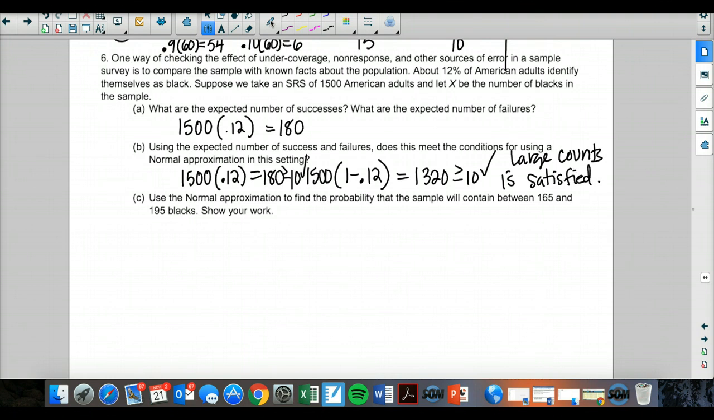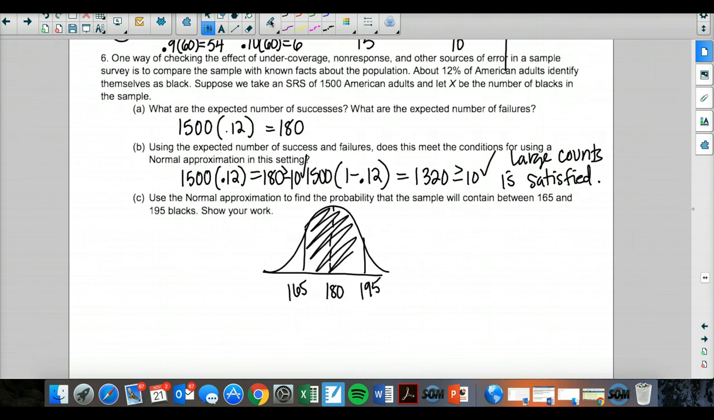Okay, so using the normal approximation to find the probability the sample will contain between. Here we go. So 180 is my mean, and we want to go 165 to 195. So I'm going to use norm CDF. My lower is 165. My upper is 195. My mean is 180. My standard deviation I haven't calculated yet.